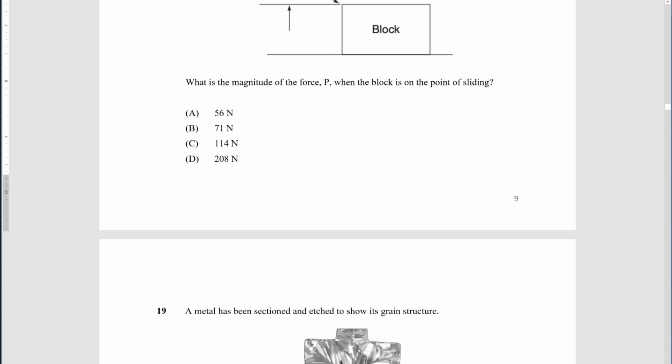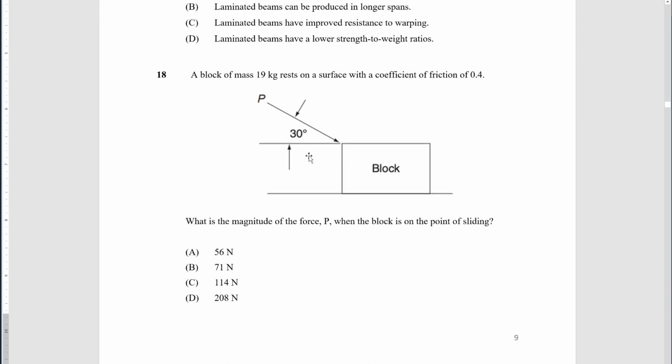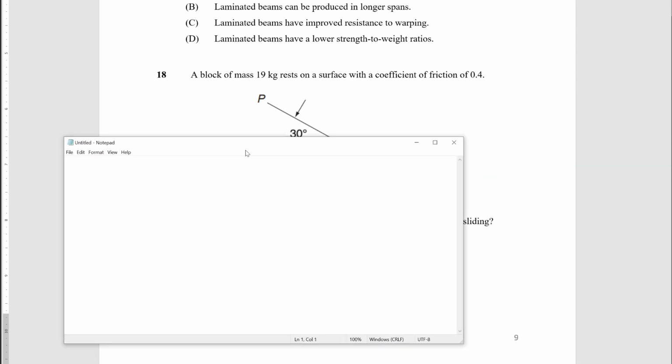What is the magnitude? A mass of 19 kilograms rests on a surface with a coefficient of friction of 0.4. What is the magnitude of force P when the block is on the point of sliding? So for this, I would use the friction formula. And the friction formula looks something like FH equals mu brackets mg plus or minus PV.